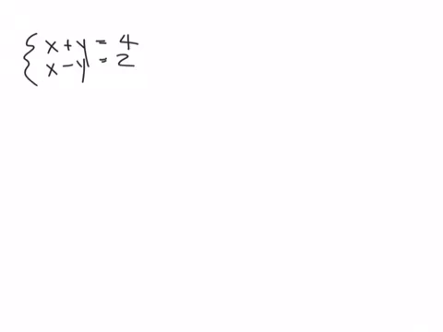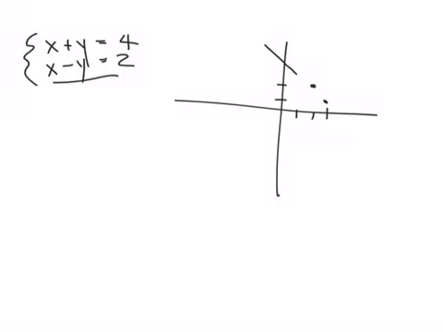There's my system. Now in the last section we just graphed. 2 plus 2 is 4, so 2 is my x and 2 is my y. And let's put another one on here: 3 plus 1 equals 4. So there's my x and my y. There's my graph for this equation right there.